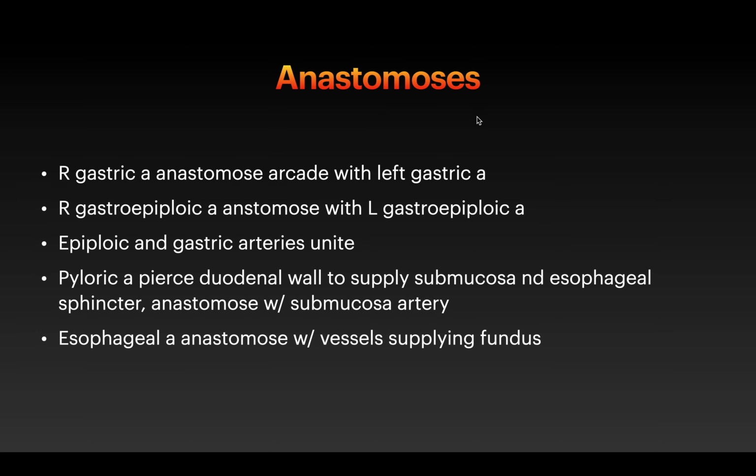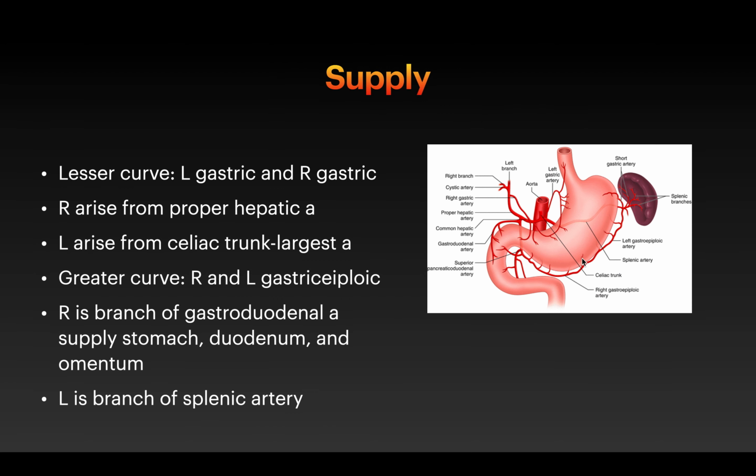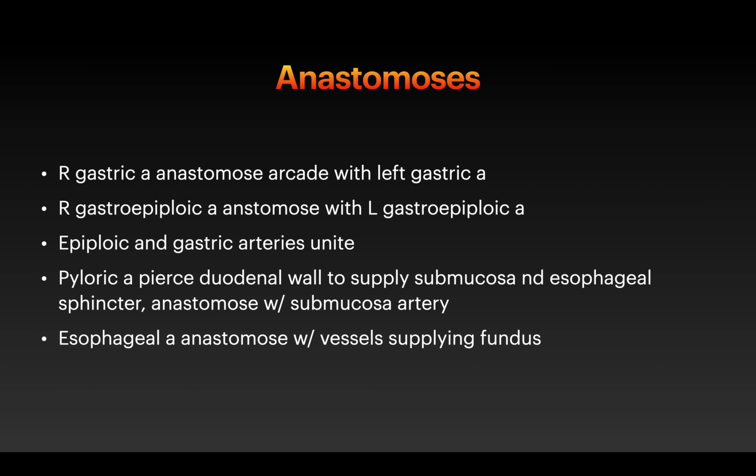Loopy kind of anastomosis. Let's go back. So, this is not a very good picture, but kind of like loops like this. Those are kind of considered arcades. With the left gastric artery, the right epiploic will anastomose, of course, with the left, and then both will eventually unite. And additionally, the pyloric artery will pierce the duodenal wall. That will supply the submucosa and the esophageal sphincter, and that will anastomose with the submucosa artery.